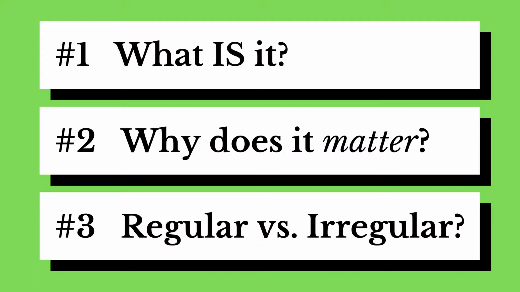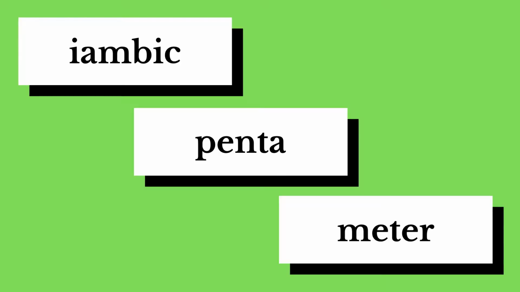By the end of this quick video, you will know what iambic pentameter is, why it matters, especially in Shakespeare, and how to tell whether your line of iambic pentameter is regular or irregular. Let's start by taking this big old phrase and breaking it down. Iambic pentameter breaks into iambic, penta, and meter.